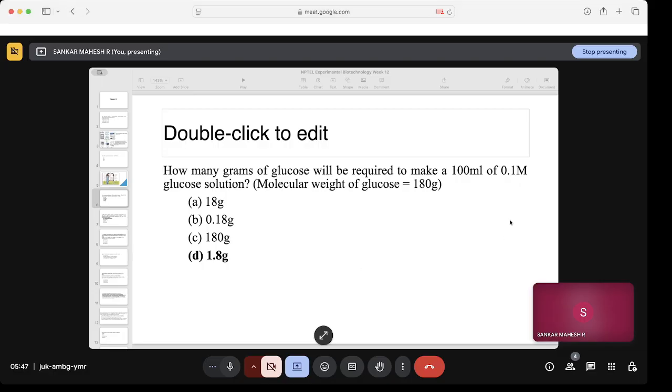Molarity equals weight by molecular weight into 100 into volume. Sorry, into volume. Okay, wait. Let's consider this as one. A minute, I have to check. Let's consider, what is on the numerator?